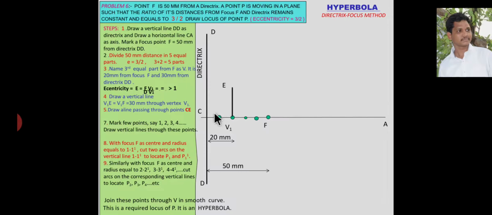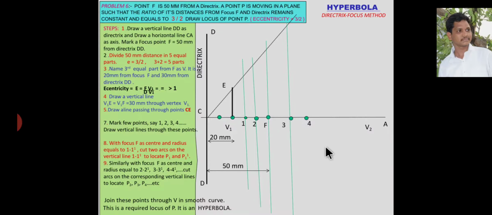Now join these points, C and E. Then mark a few points on the axis like this. Now draw vertical lines on these points, named 1 dash, 2 dash, 3 dash.